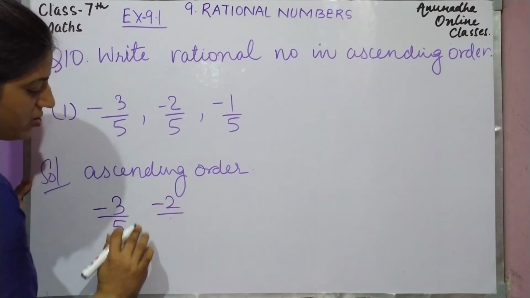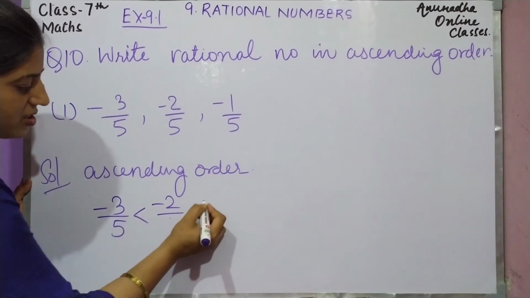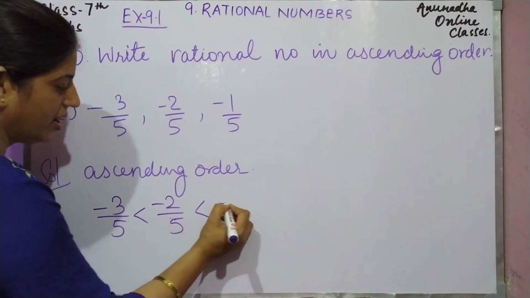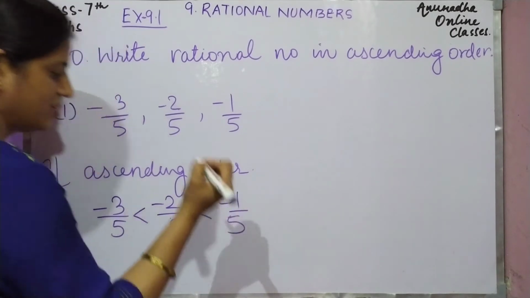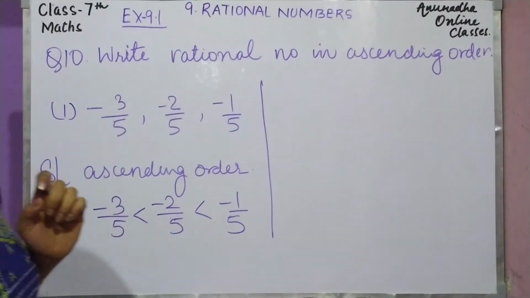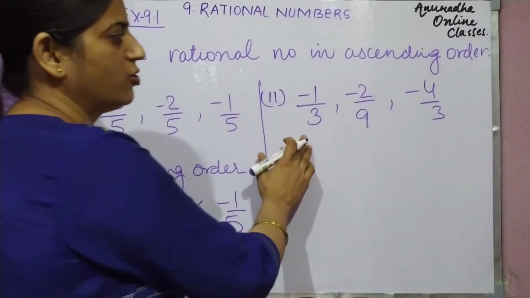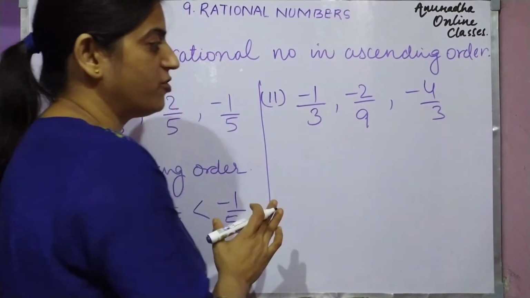Minus, you can write it like this. This is less than na, so this is less than this, and yes. So it is clear to you. Let's come to its second part. Second part is, see children, here the denominators are different. So firstly what we'll do?